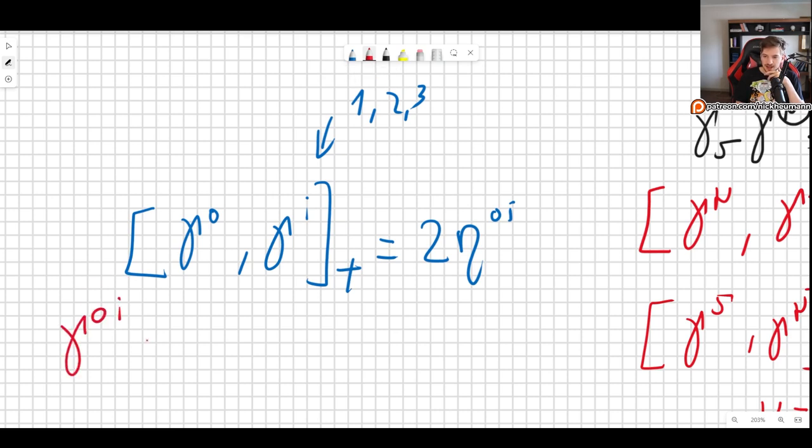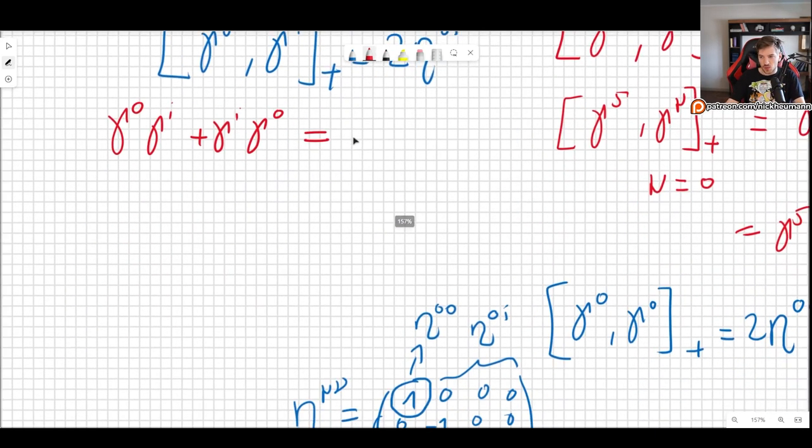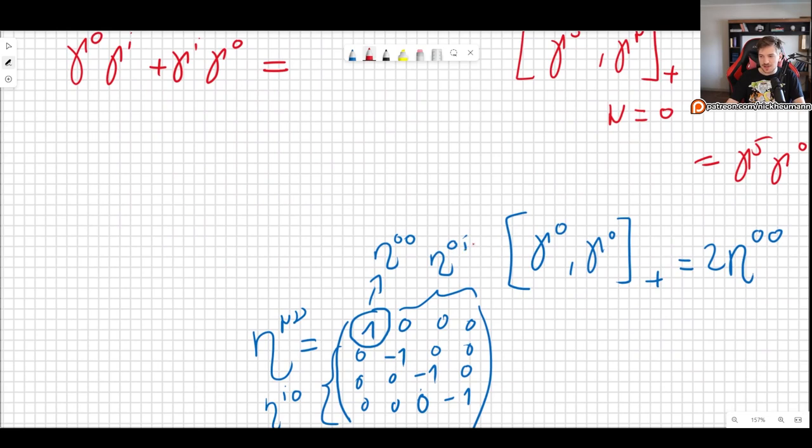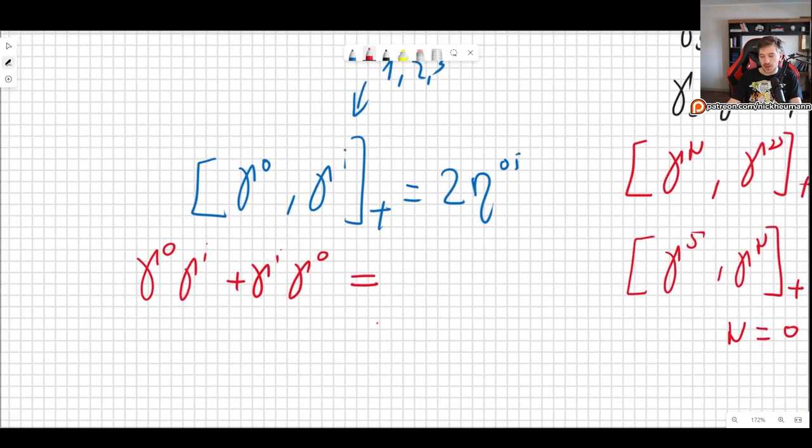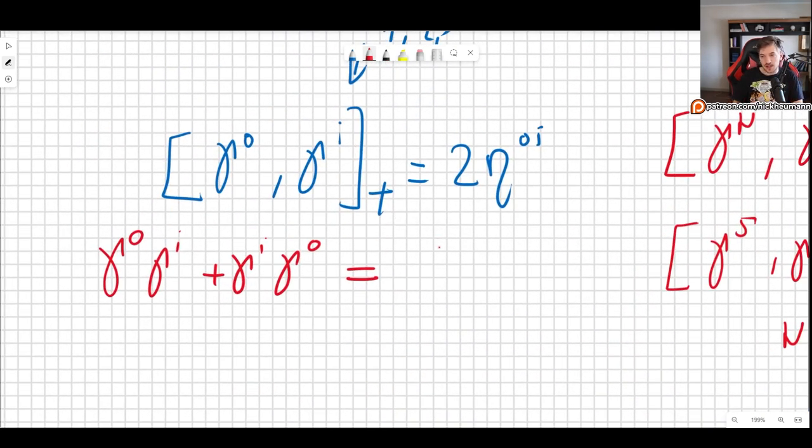So gamma zero gamma I plus gamma I gamma zero is equal to 2 times the zero I-th element of the metric. What is that? The zero I-th element, or I zero, it doesn't matter, it's symmetric, is zero. All of these elements are zero. You can see that for 1, 2, and 3 it's the same, which is precisely why we can group them up and do this faster without going through every single step. So this is 2 times 0, so simply zero.